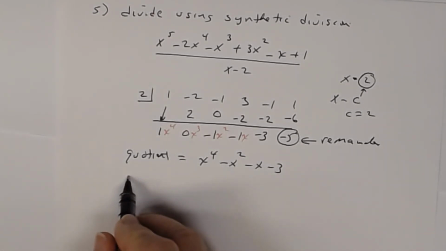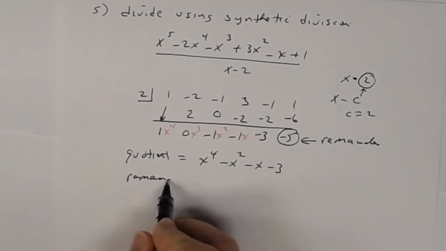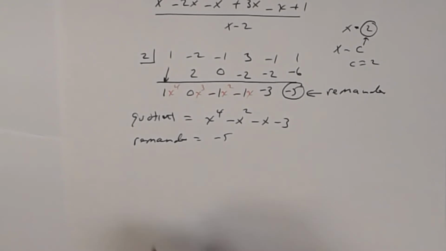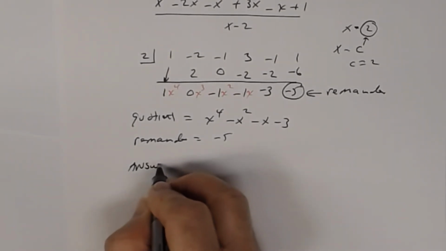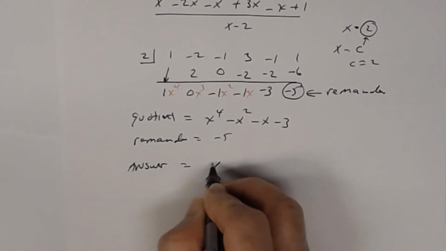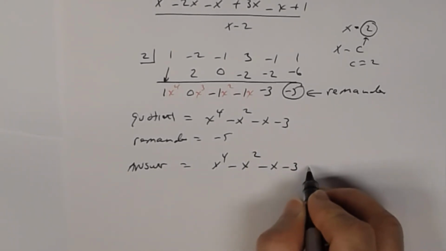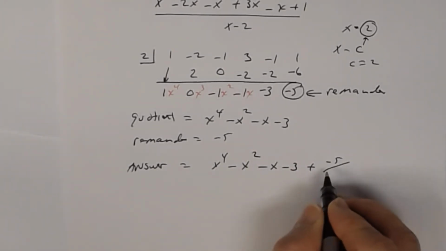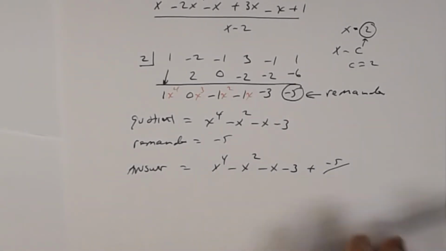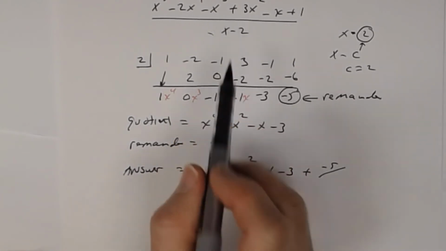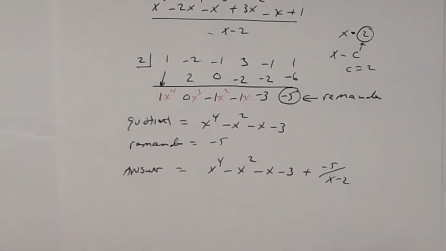All right, and your remainder will be -5. And so your answer, you're going to write like this. You're going to say your answer will be x to the 4th minus x squared minus x minus 3 plus the -5 divided by your divisor. Remember your divisor, if I can get to it, is right here. It's x minus 2. All right, so that's number 5.